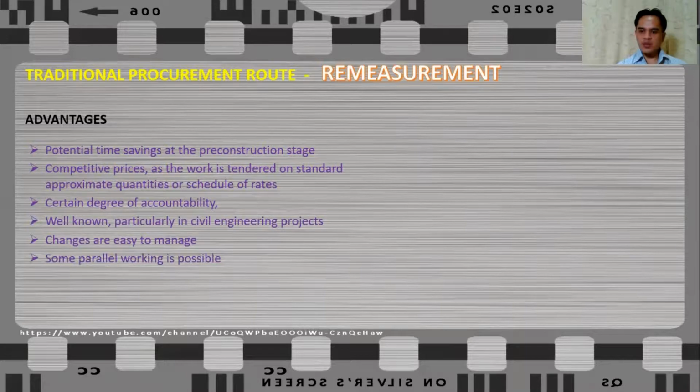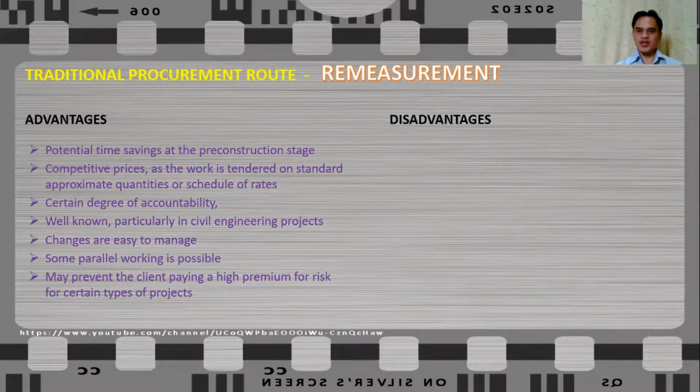Parallel working is possible as the contractor is selected before the design and project planning process are completed, and this strategy may prevent the client from paying high premium for risk for certain types of projects where there are a lot of unknowns. The disadvantages of these options are: the route offers poor cost certainty. The project cost will only be known when the works are completed.